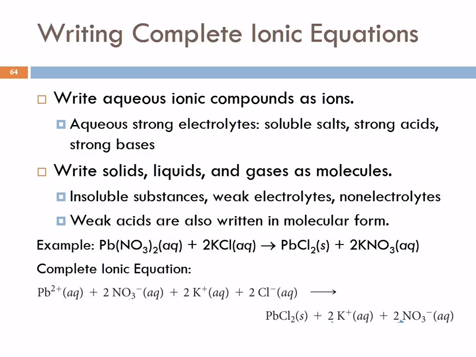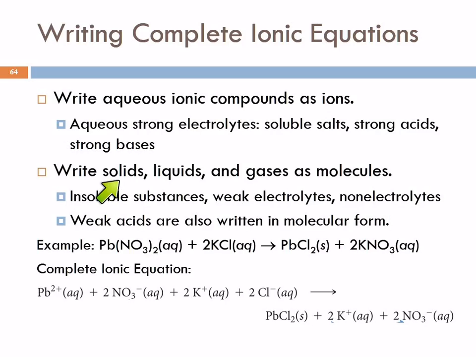So when we write complete ionic equations, any aqueous ionic compounds get written as ions. We separate them and we write their formulas with their charges. So this includes soluble salts, strong acids, and strong bases. I gave you that list. There are 6 strong acids. We recognize acids as starting with H. So if it's on that list, you separate it, otherwise you don't.